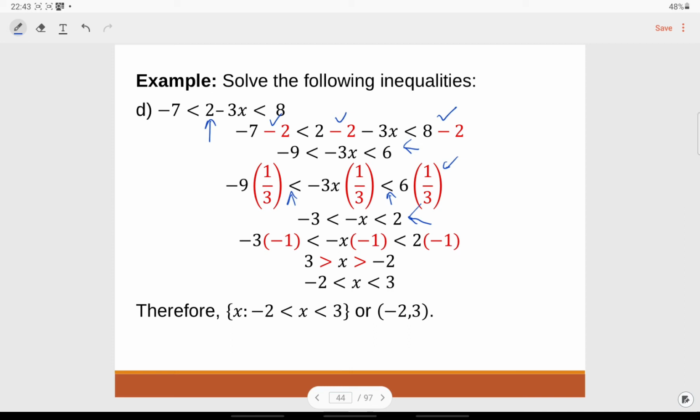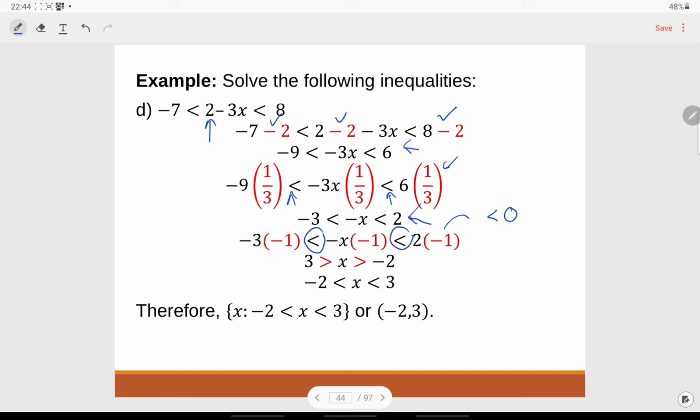Our aim is to find x but not negative x. So what does it mean? That means we need to change negative x becomes x. How to make it possible? We multiply each item by negative 1. This time, we multiply with a value that is less than 0. So what does it mean? That means we need to change the direction of this inequality.